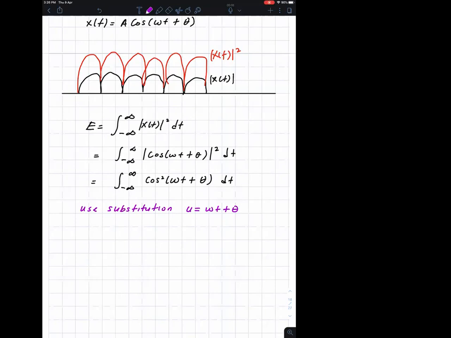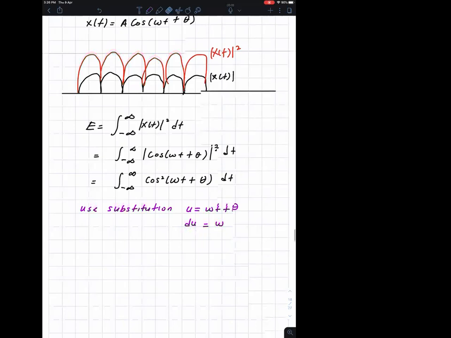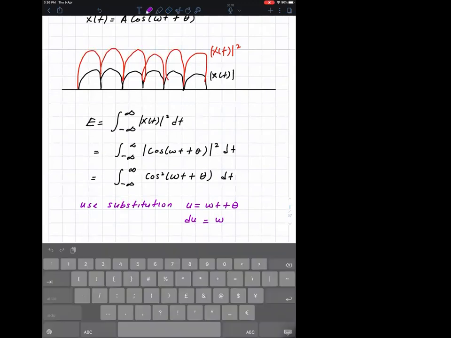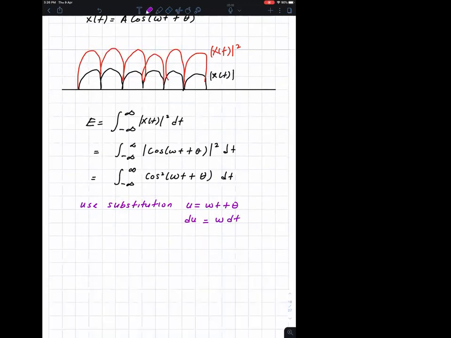Then what's going to be du? du/dt is omega, right? Theta is a constant, so its derivative is 0. Therefore du is just omega dt. Everybody follow? Everybody is still connected? Yes, sir.